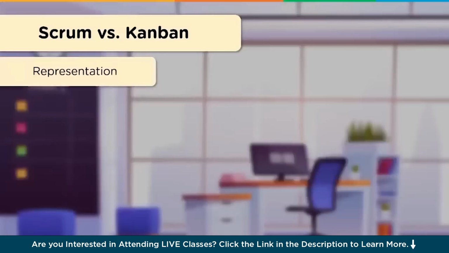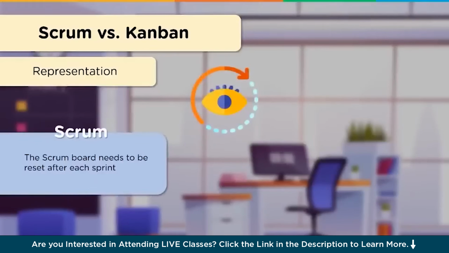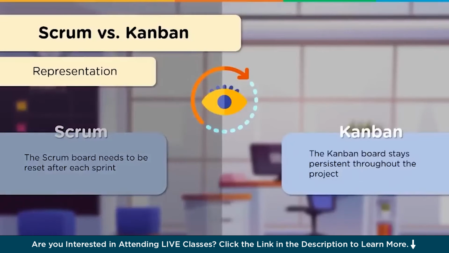Now let's talk about representation. Or moreover, let's talk about how data can be represented. With Scrum, the board needs to be reset once a particular sprint is complete. With Kanban, the board stays persistent throughout the entirety of the project.